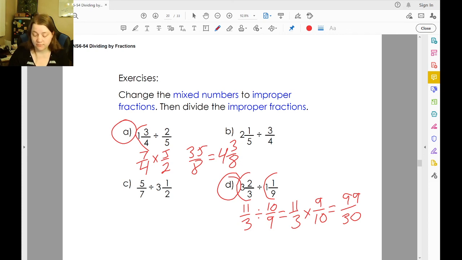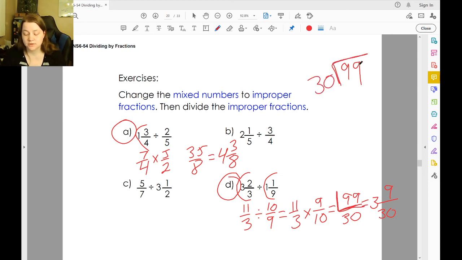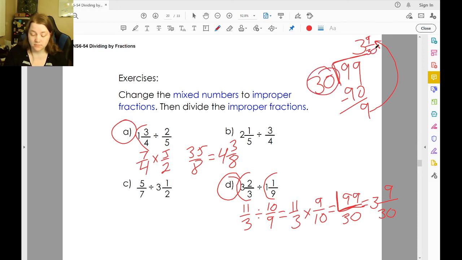99 over 30. I know that 30 times 3 is 90, so that's 3 wholes and 9 over 30. Let's do the division. Let's make the L and put it into a division box. 30 goes into 99. I know that 3 times 3 is 9, so 3 times 30 is 90. And that leaves us with 9 left. That 9 goes way up into the numerator, and the bottom number stays the same, 30.